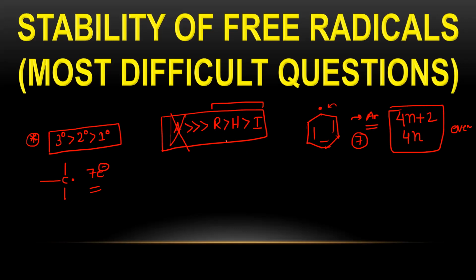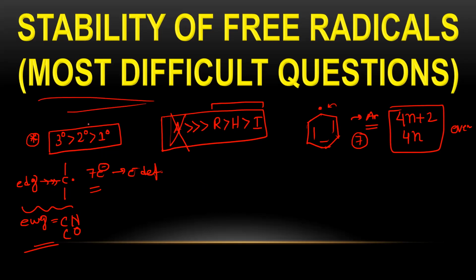Now which type of group will stabilize this kind of free radical? A seven electron system means it is electron deficient. Then you know very well that an electron withdrawing group will stabilize this system, isn't it? No, it is not so. Electron donating group will stabilize it. Why? Because it is electron deficient, so it needs electrons. But the fact is, some electron withdrawing groups also stabilize it. For example, CN, for example, CO, these are electron withdrawing groups, and they also stabilize the free radical. And that's the game. I will show you why with examples. That's why the session name is most difficult questions. So these are the main problems with stability.